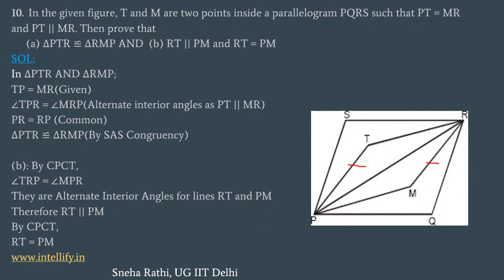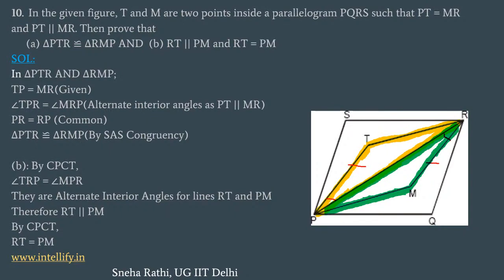angle TPR and angle MRP will be equal because they are alternate interior angles for parallel lines PT and RM. Okay, now let's consider triangle PRT and RMP. Let me mark first. Now you can see that I have marked triangle PTR and RMP.